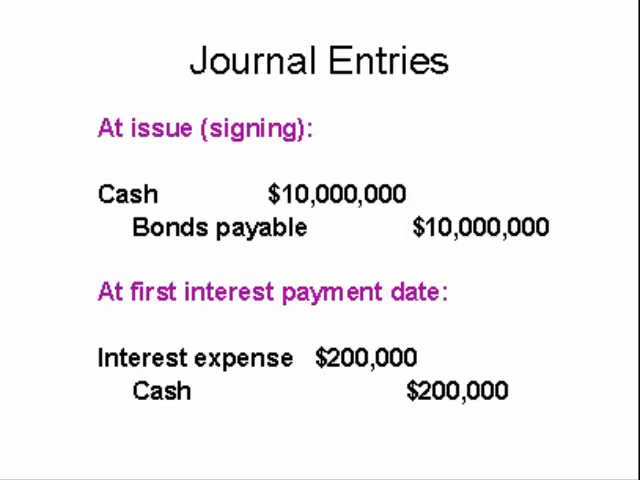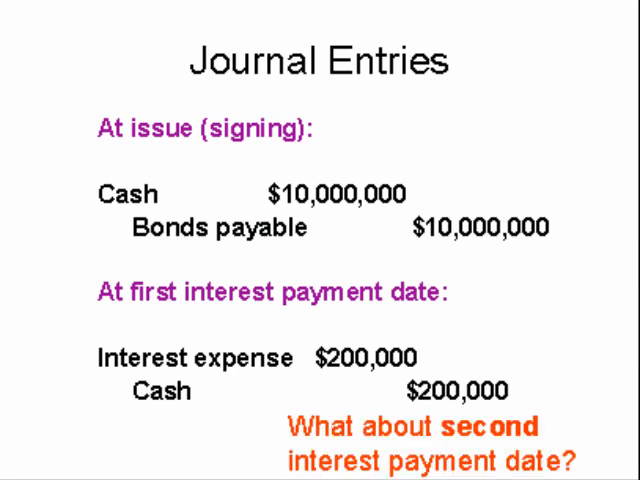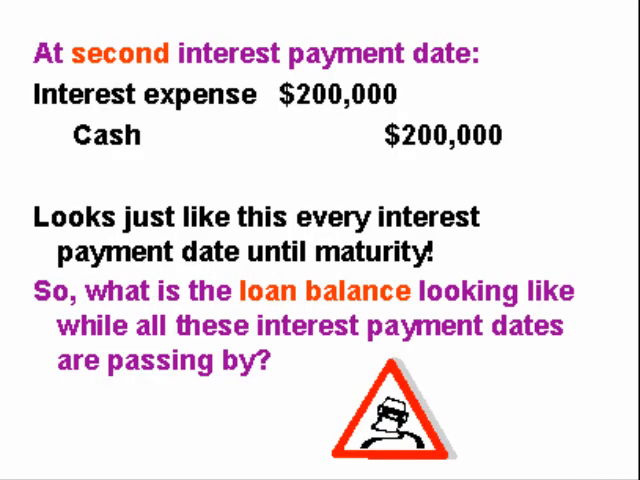All right, let's record it. Here's the cash that you're going to get, and you record the liability. And then at the interest payment date, you're going to pay each of those 2,000 bondholders $100. What's it going to look like on the second interest payment date? That's right, it's going to look just like the first interest payment date.